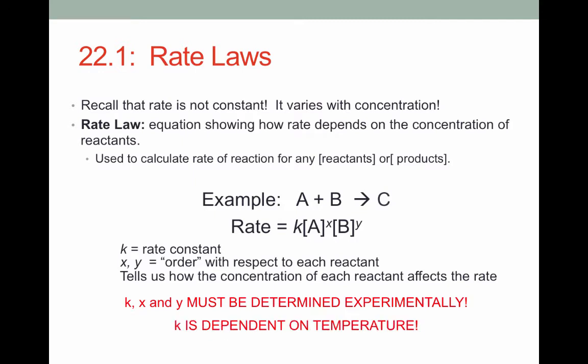Also important is that K is dependent on temperature. When you determine these values from experimental data, the value you determine for K is only good at the temperature at which you run the experiment. If you change the temperature, you need a different K value.